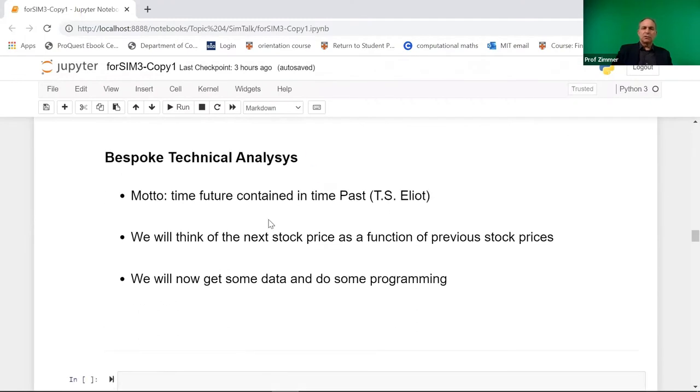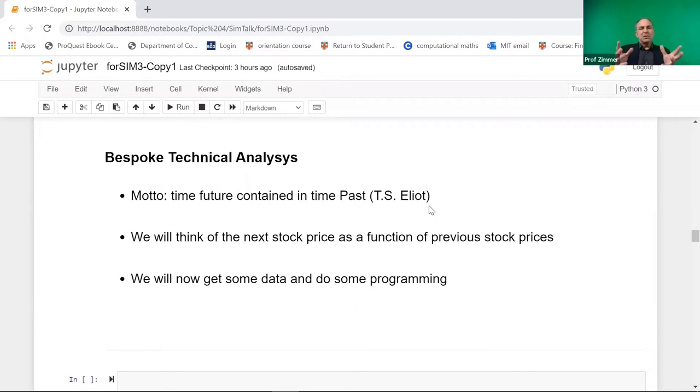So that's what's different. One of the mottos of this module comes from T.S. Eliot, the phrase "time future contained in time past." So the idea here is looking at the past will give us a key to what the future will be. That's the idea, and that's what we're exploring in this module, whether that's true or not. And it works better in some domains than others.